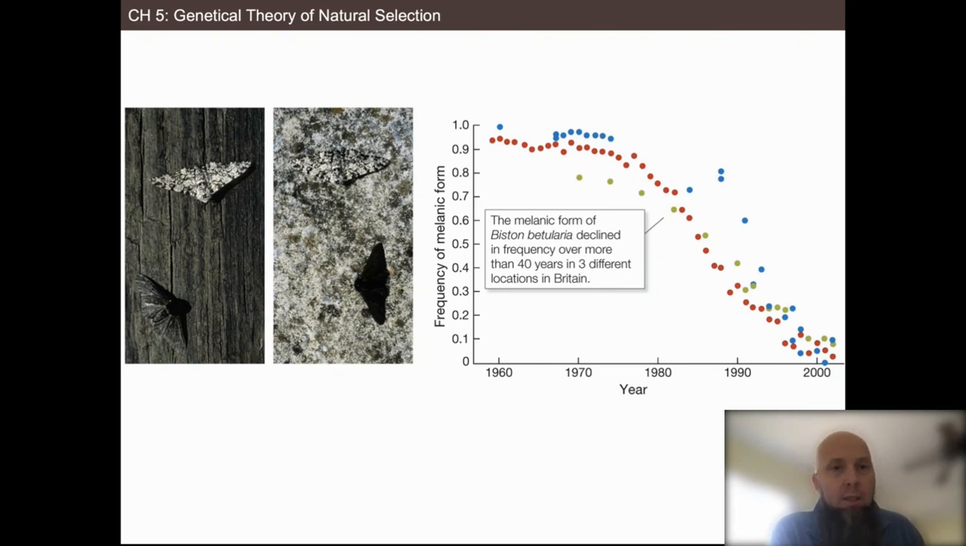Okay, you can see in these images there are two different forms of peppered moths, one that's solid black and another form that is kind of this peppered coloration. Before the Industrial Revolution, these peppered colored moths represented the vast majority of the individuals in the population. More than 90% of the individuals had this peppered coloration. And that's because they blended in better on the trunks of trees that they would rest on.